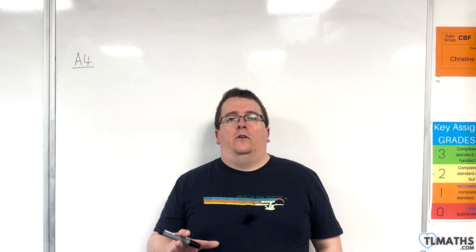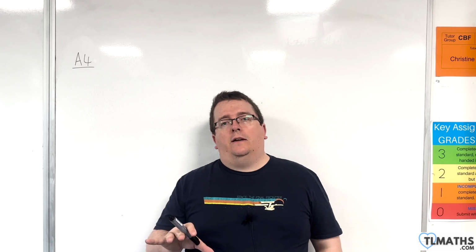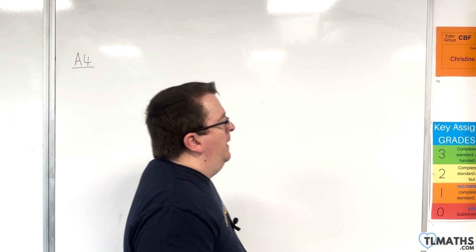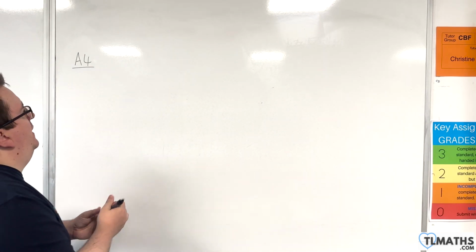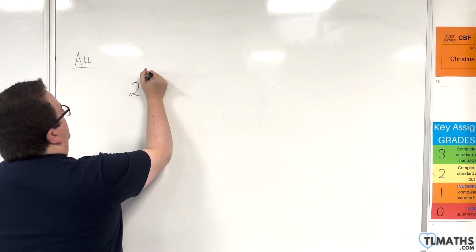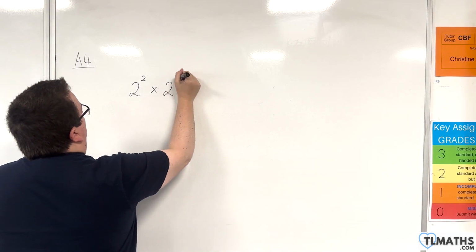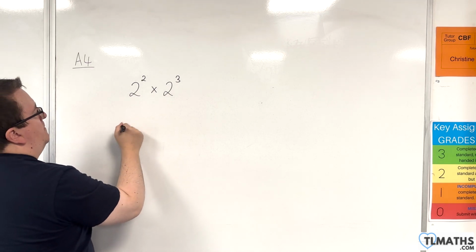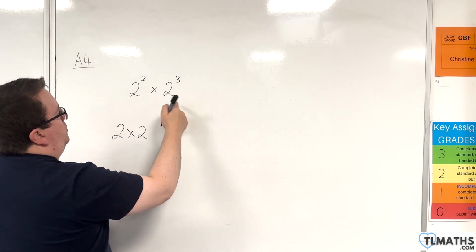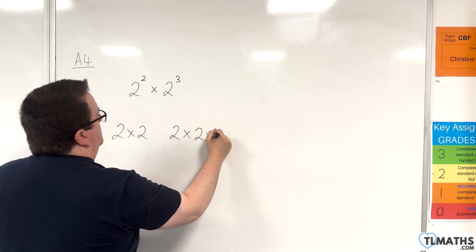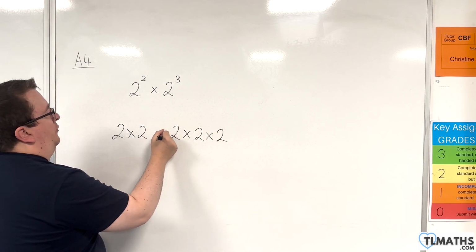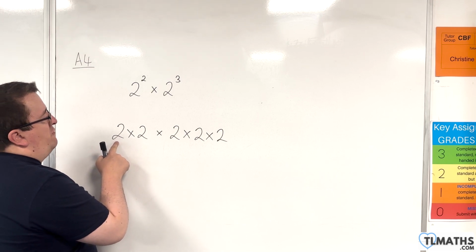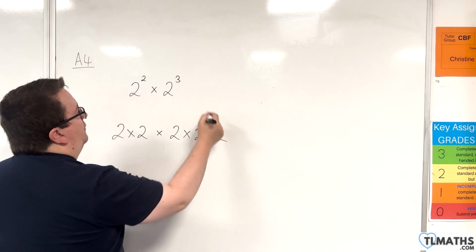So what I want to do now is to refer you back to the laws of indices. And what we saw was if we had something like 2 squared times 2 cubed, then we understood that the 2 squared meant 2 times 2, the 2 cubed meant 2 times 2 times 2, and so we're multiplying those together. So actually we have 2 to the power of 1, 2, 3, 4, 5.